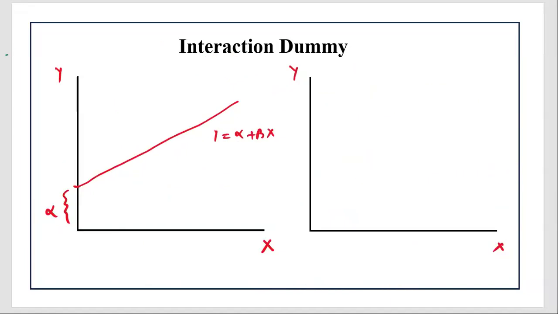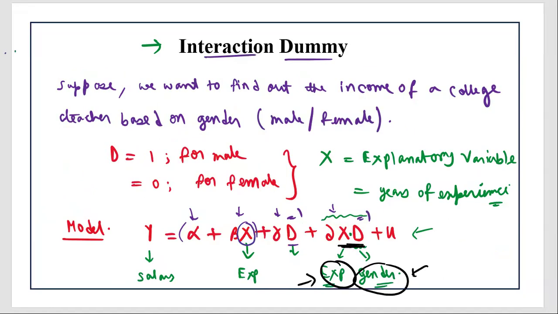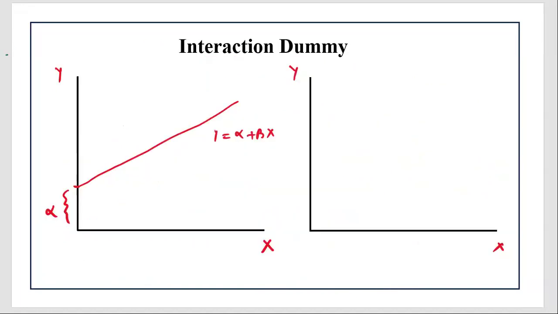Now, how do you draw the line for the male college teacher if you don't have this interaction, this delta term? Suppose this interaction is missing. Then you will see the intercept will be increased. This portion will be given by gamma, and the slope will be as it is. So the slope of this line and the slope of this line will be exactly the same. Again, these will be two straight lines, and I am drawing a freehand diagram, so please understand that.